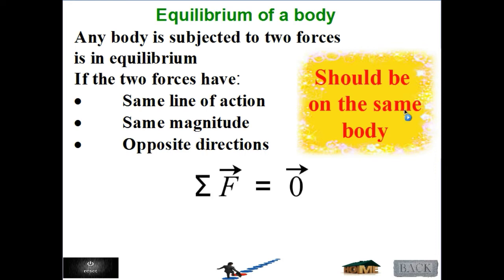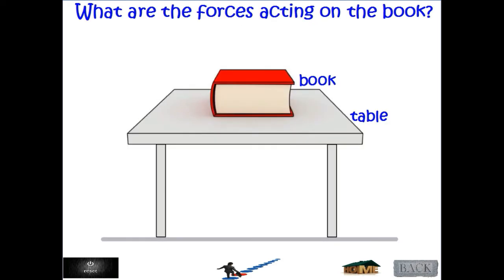If any object is at rest or in equilibrium, the summation of the forces on this object equals zero. Here we have only two forces, so F1 plus F2 vector equals 0 vector. Let us consider a book on a table. What are the forces acting on the book?